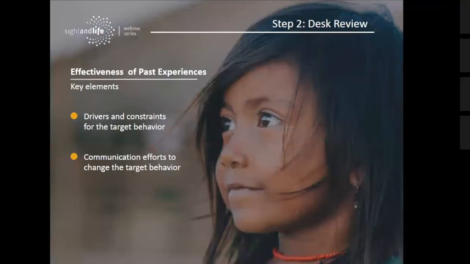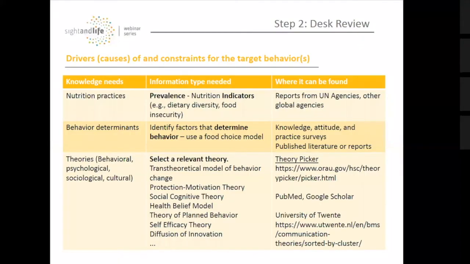All right, element 2 of the desk review is what people often associate with a traditional desk review. And here we want to understand two things: the drivers and constraints for the target behavior and previous communication efforts. Let's look at these in more detail. So when we've set our objectives in step 1, this will help you narrow down the information needs on the drivers and constraints for the target behavior.